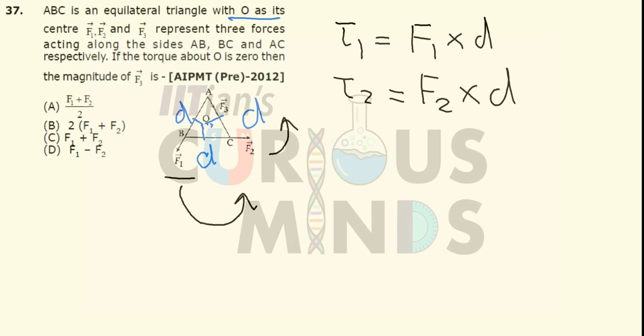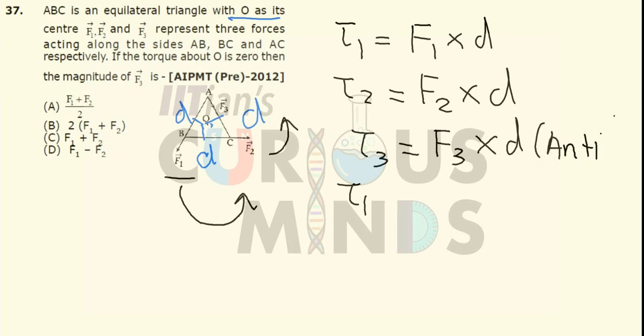Now the torque acting due to the third force, let it be an unknown torque due to the force F3. It will be equal to F3 into D. Since the total torque about O is equal to 0, and let us assume for the time being that the third torque is in the anti-clockwise direction, I can say that torque 1 plus torque 2 plus torque 3 will be equal to 0.